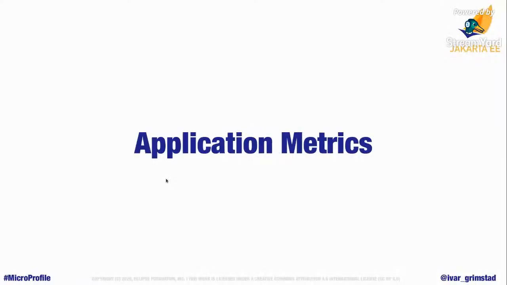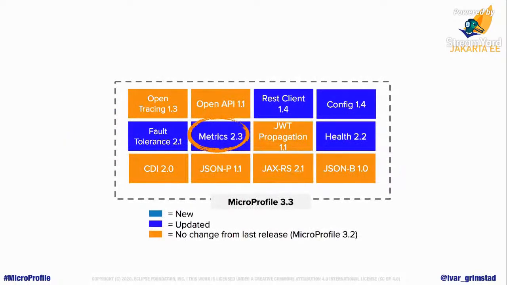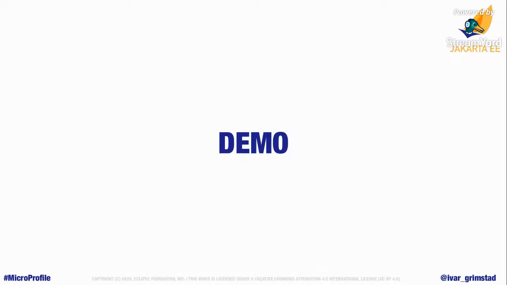We switch back to the slides. So application metrics is the next pattern we'll go through. And the problem statement of application metrics is how to understand the behavior of an application and troubleshoot the problems. And to help with this, we have the metric specification of MicroProfile. And I'll switch back to the demo slides.